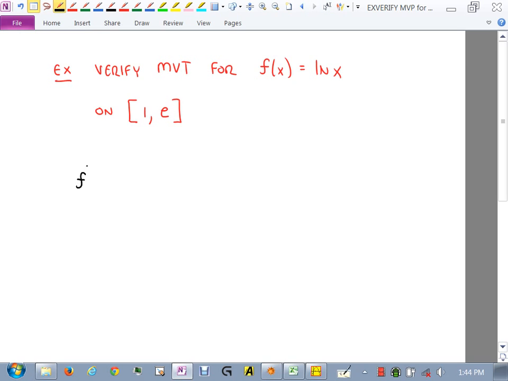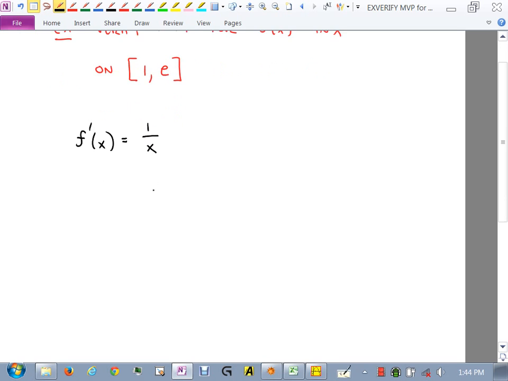What's the derivative of f here? Derivative of natural log of x? 1 over x. Okay. Now the mean value theorem. Here's what it says. The mean value theorem says f prime of c must equal f of b minus f of a over b minus a.